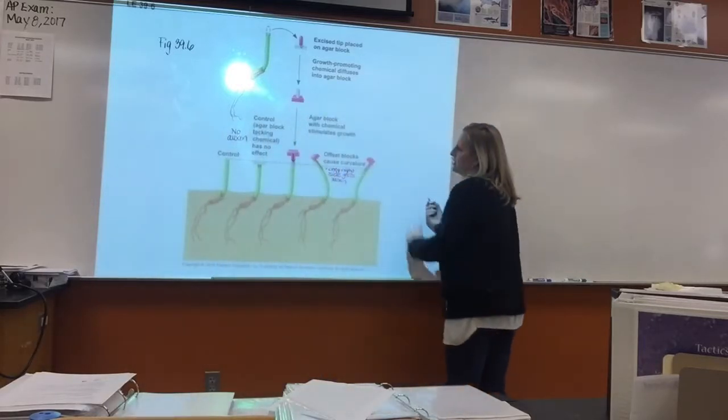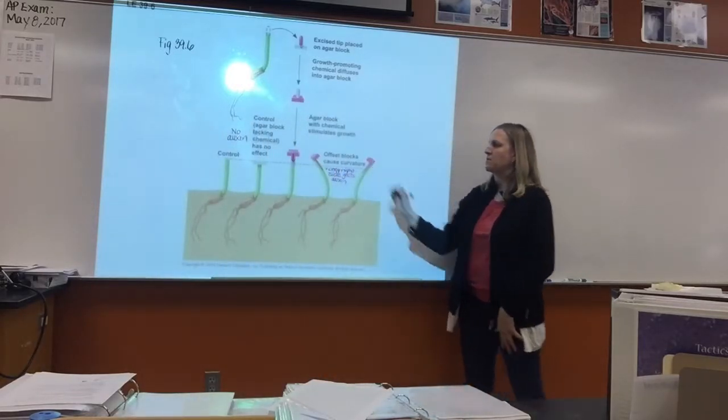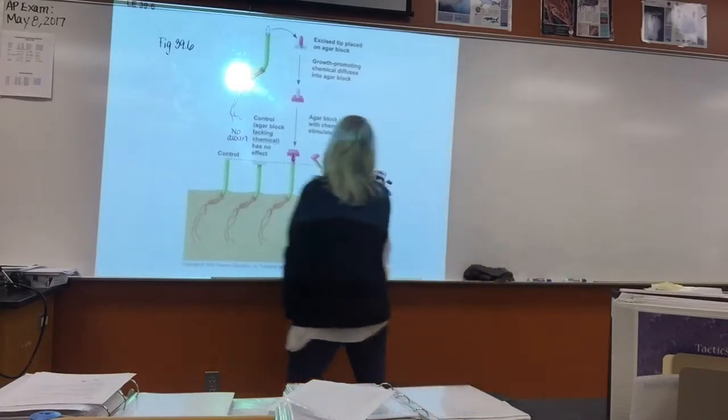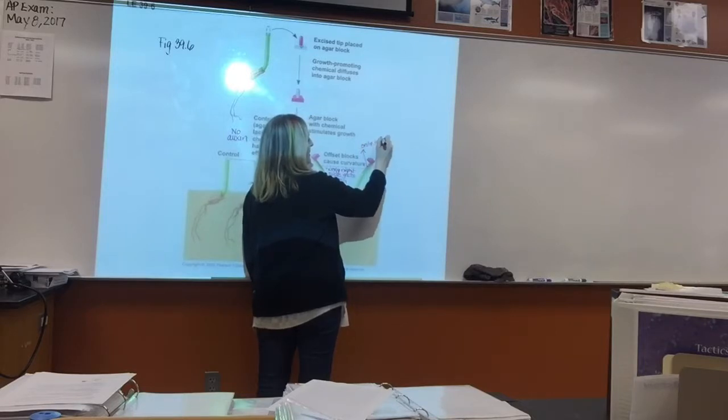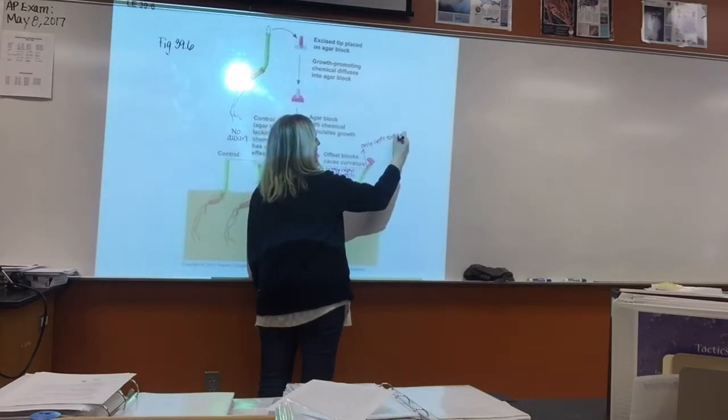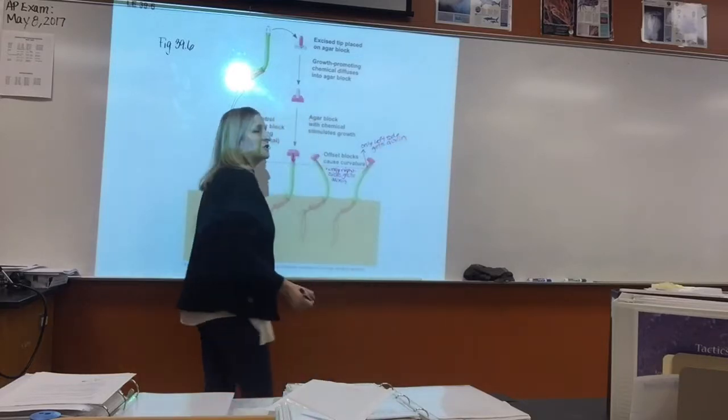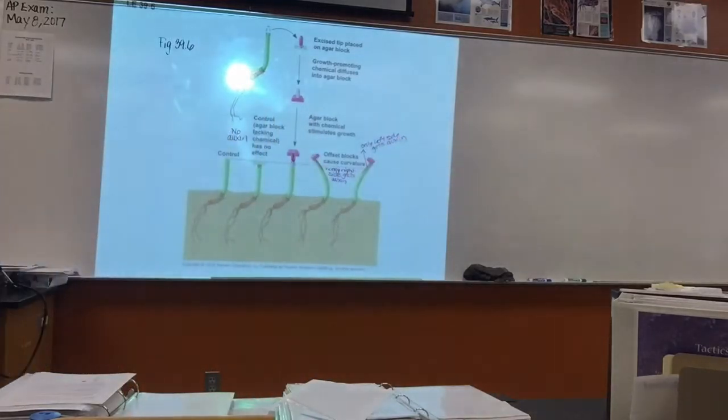We look over here, they did the exact same thing except they put the block on the left-hand side. So on this one, only the left side gets the auxin. And notice that triggers the bending in the opposite direction. So what would you say the hormone auxin triggers to happen? Remember, a hormone is something that's produced in one part of the organism, goes to another part of the organism, and triggers a change to happen.